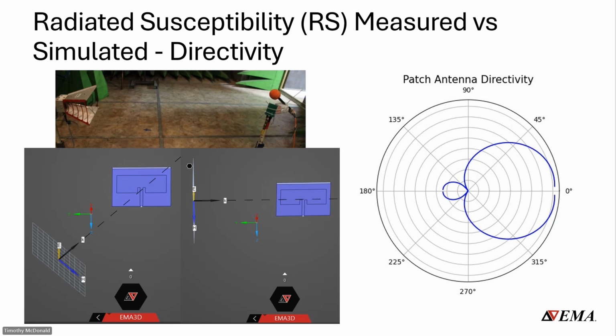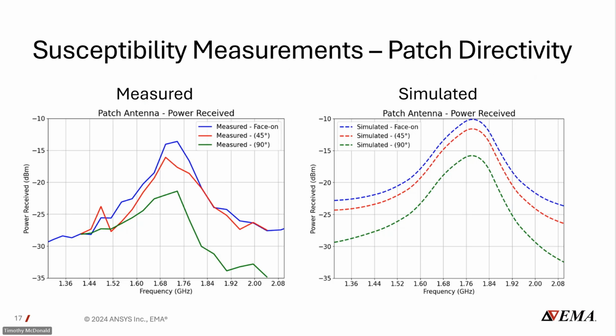Then at 45 degrees, you'll see that power level goes down slightly. And then at 90, it decreases even further. So changing the angle of incidence for the electromagnetic wave will change the power received at the patch antenna. You can see this modeled down in the bottom left here with these two images. You'll see that onset angle of 45 degrees for the first one and then 90 degrees for the second. And on the next slide, we can see the results of some of these measurements.